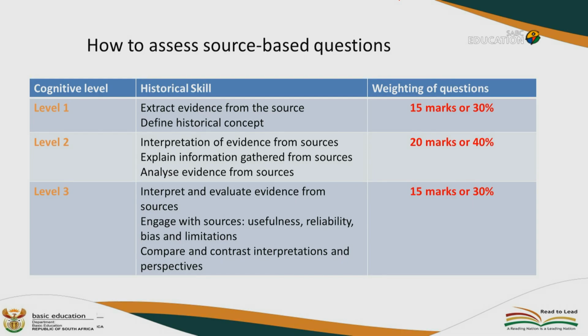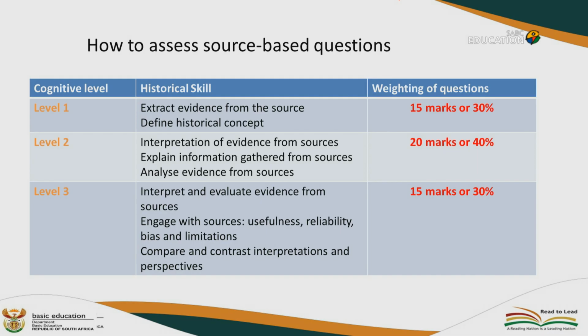Now for you to get these 15 marks, what is it that you have to look at? What type of question do you have to know, and what question verbs must you look at in order to be able to answer the 15 marks question? We've got level 2 questions that talk to interpretation of information from sources and explaining information gathered from different sources. This contains about 20 marks, and it constitutes 40% of our work.